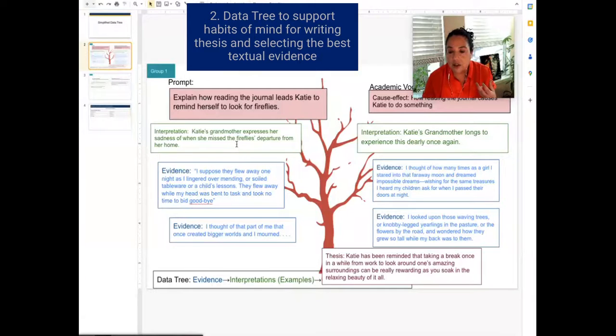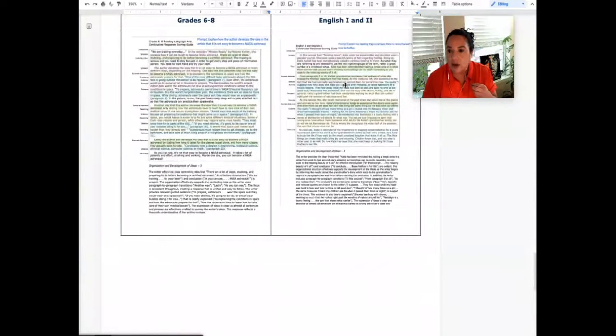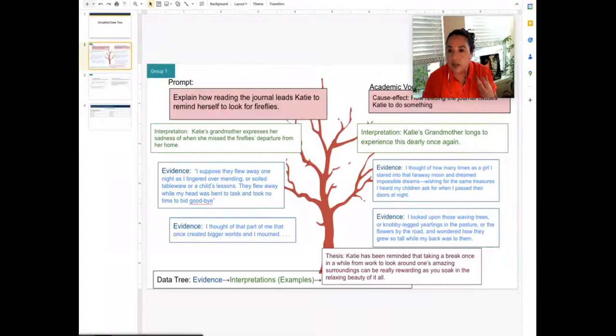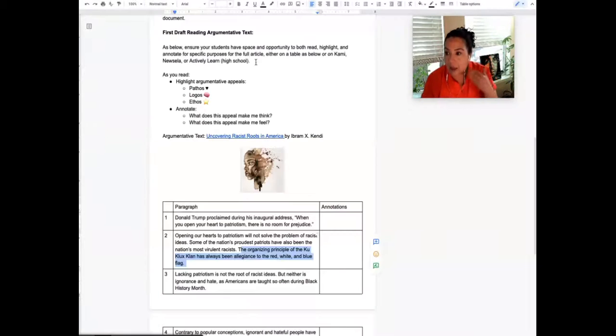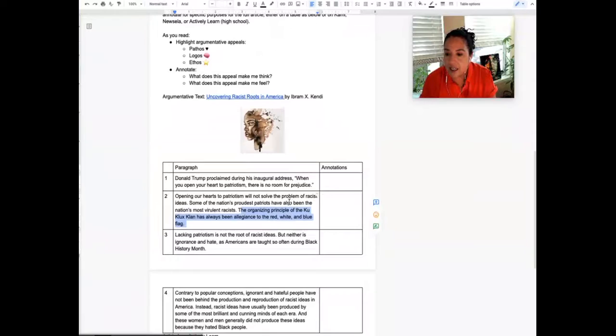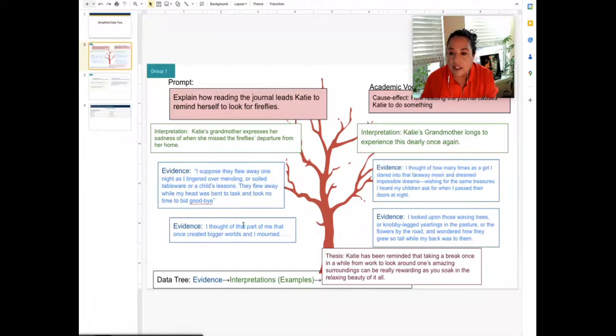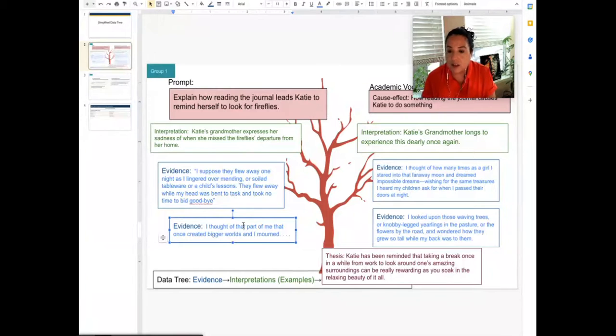What we did here on this data tree was we pulled out the student responses from the English 1 scoring guide to show how this might go down in instruction. The students, in theory, would have annotated and highlighted for specific evidence to respond to an evidence-based writing question. Then they would have thrown that evidence into text boxes and grouped them. So this group here, if the student then was asked to write an interpretation, would result in an interpretation of Katie's grandmother expresses her sadness, right? Both of these pieces of evidence talk about the grandmother experiencing sadness.